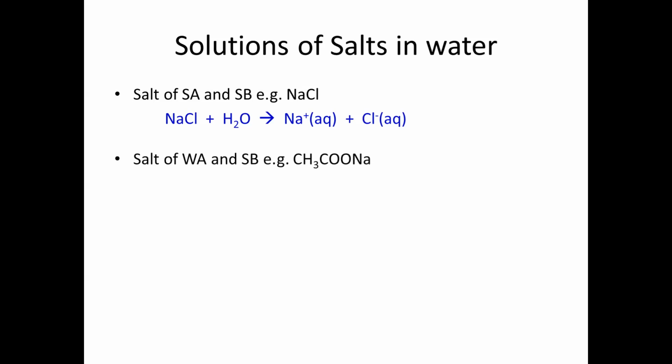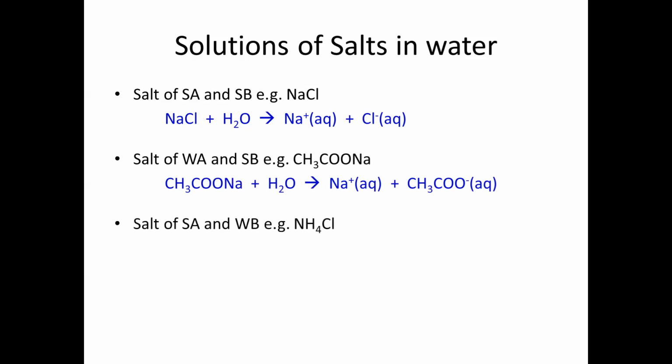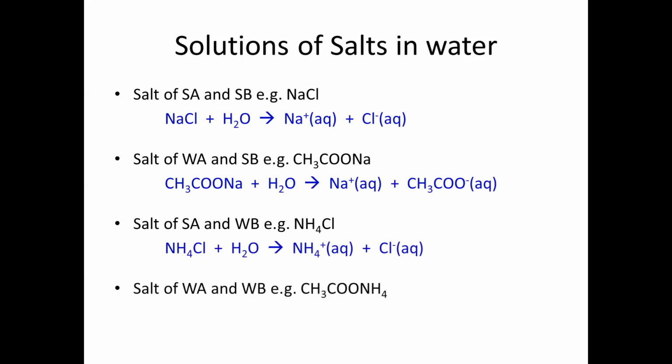The example of a salt of weak acid and strong base is sodium acetate. When dissolved in water, this will give us sodium ions and acetate ions. The example of the salt of strong acid and weak base that we will be discussing here is ammonium chloride, and this will also give us ammonium and chloride ions when dissolved in water. The fourth category is the salt of weak acid and weak base, that is ammonium acetate, and this will give us ammonium and acetate ions in water.